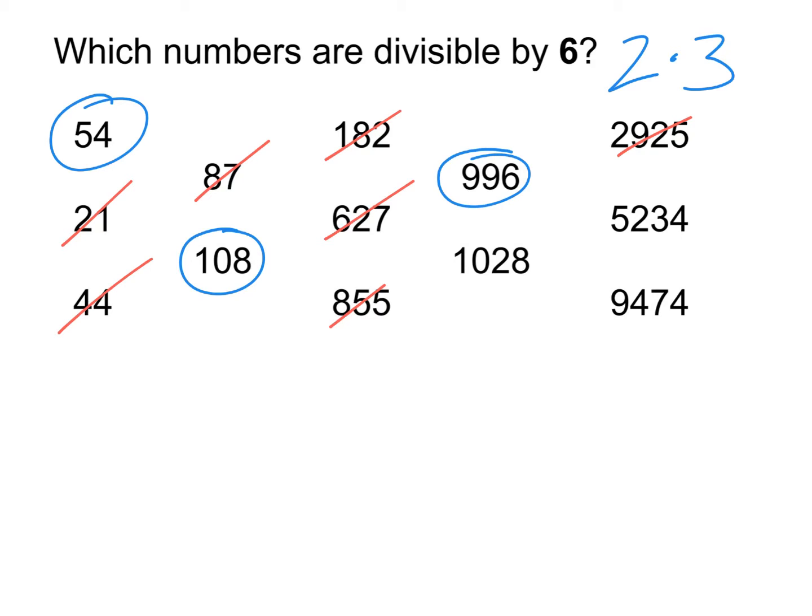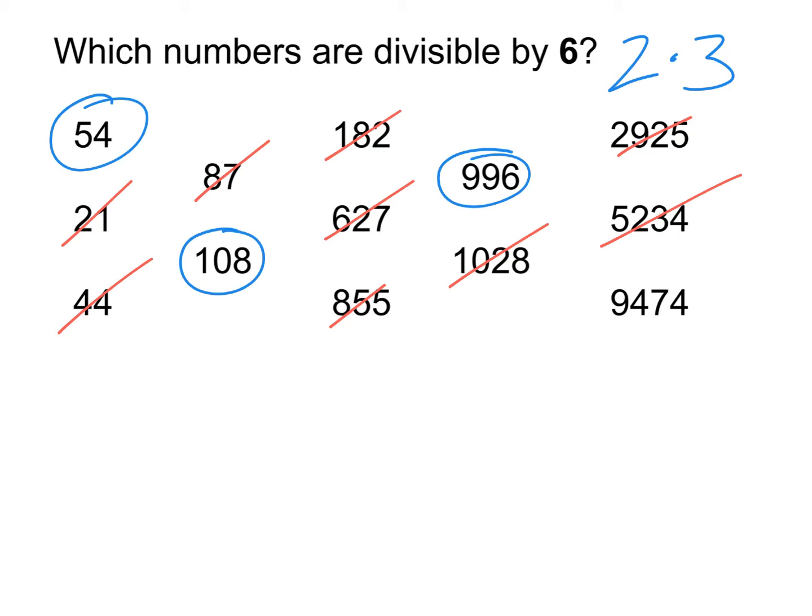1028? Nope. 5234? Nope, because 5 plus 2 is 7, plus 3 is 10, plus 4 is 14, which is not divisible by 3. And finally, 9,474?